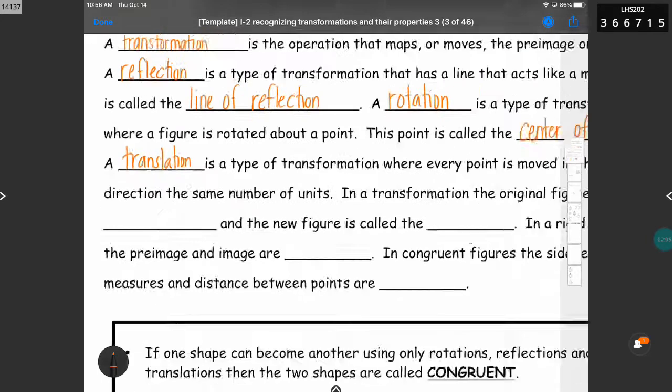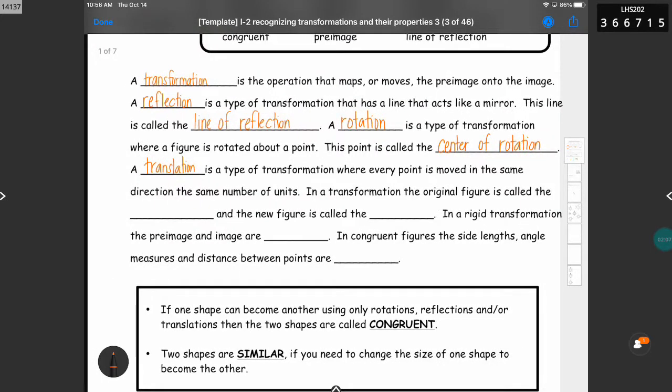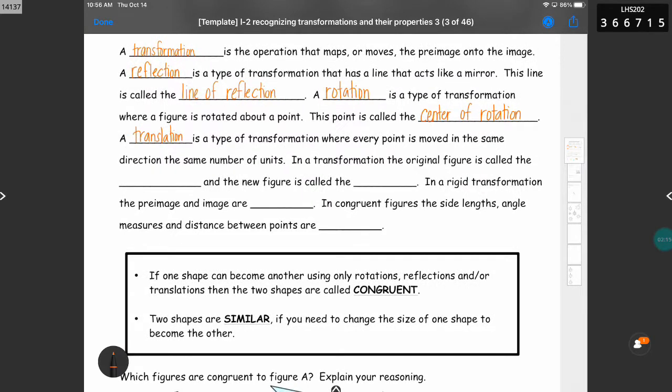So a translation, reflection, and rotation are all types of transformations. In a transformation, the original figure is called the pre-image, and the new figure is called the image. In a rigid transformation, the pre-image and image are congruent.